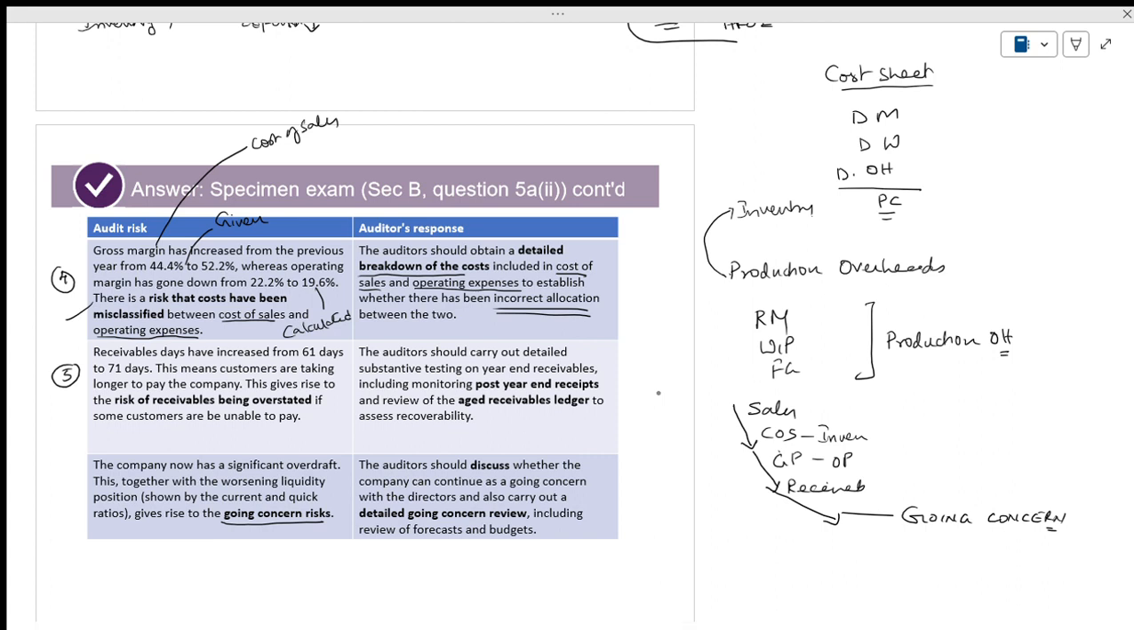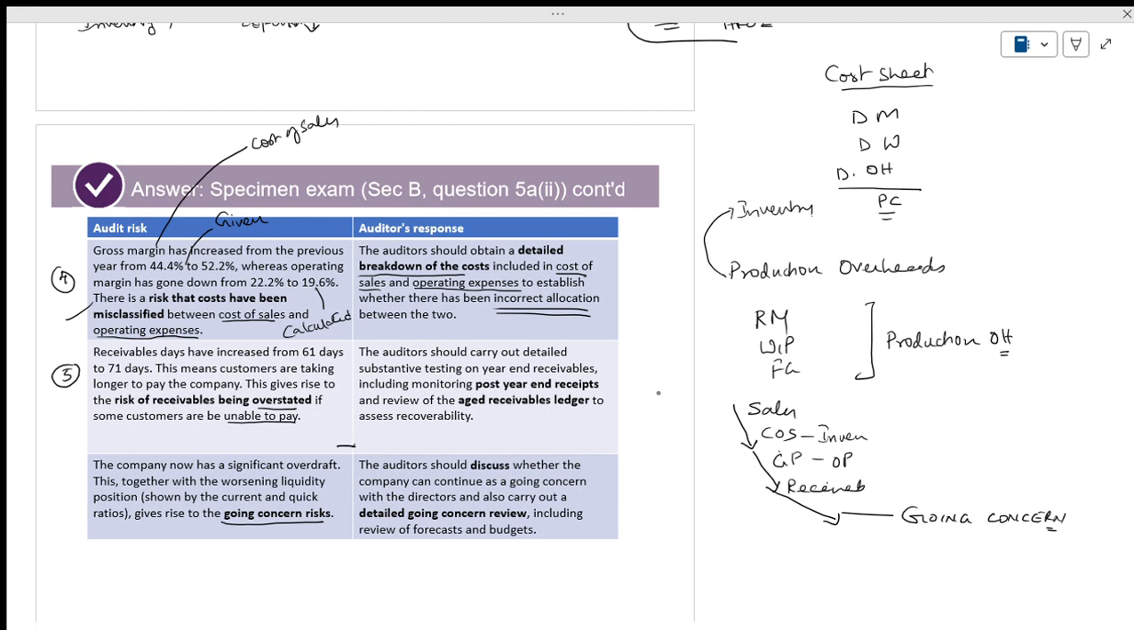Receivables have increased these days. This means that customers are taking a longer period to pay. We know this. This gives rise to the risk of receivables being overstated if some customers are unable to pay. Receivables have increased because customers are paying over a longer period of time. Because of that, receivables have been overstated. Simple 3 sentences. What is the response?